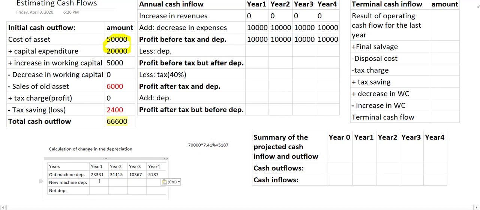So as you see in the case of the old project, 2 years of depreciation is remaining. So 2 years of depreciation of that one should be adjusted for the first year of this one and the second year of this one.